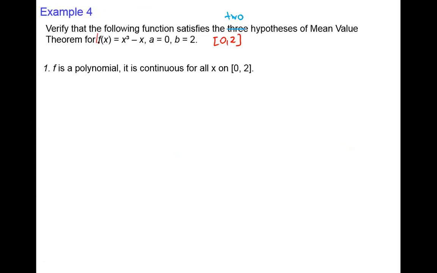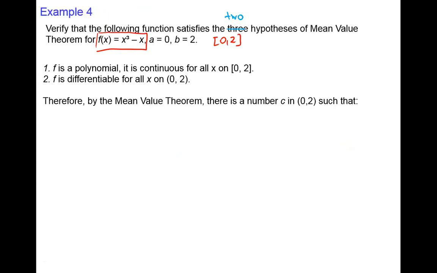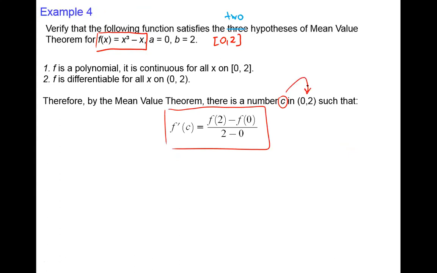Polynomial functions, because this is a polynomial, are definitely continuous, and definitely differentiable, because they don't have sharp corners. Then we know, based on the mean value theorem, there is a number C in the interval from 0 to 2 that will satisfy this condition: the derivative at C is exactly the same as the slope of the secant line. Since we have an extremely easy function, let's find that value C.